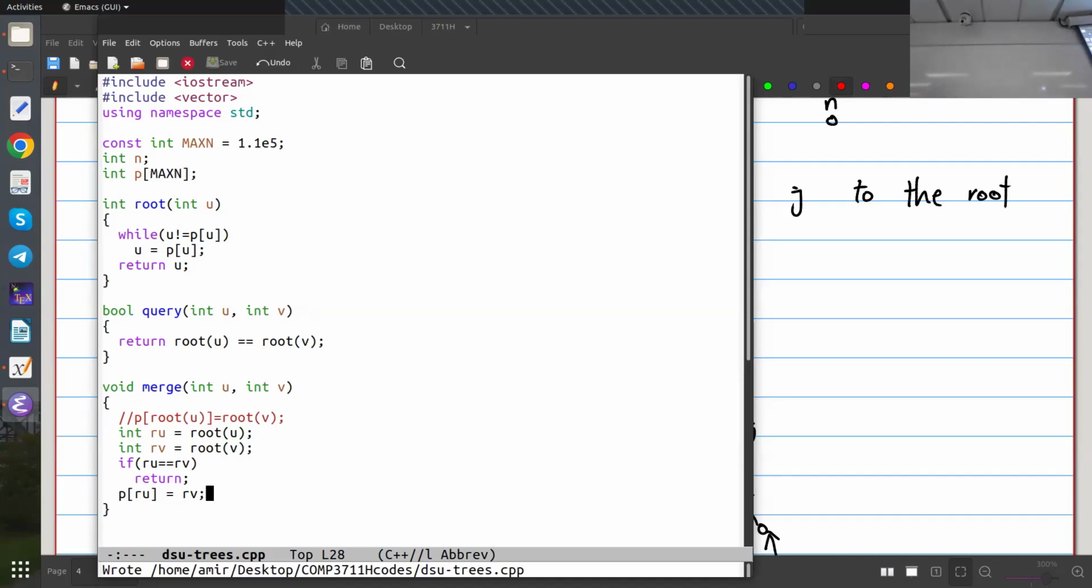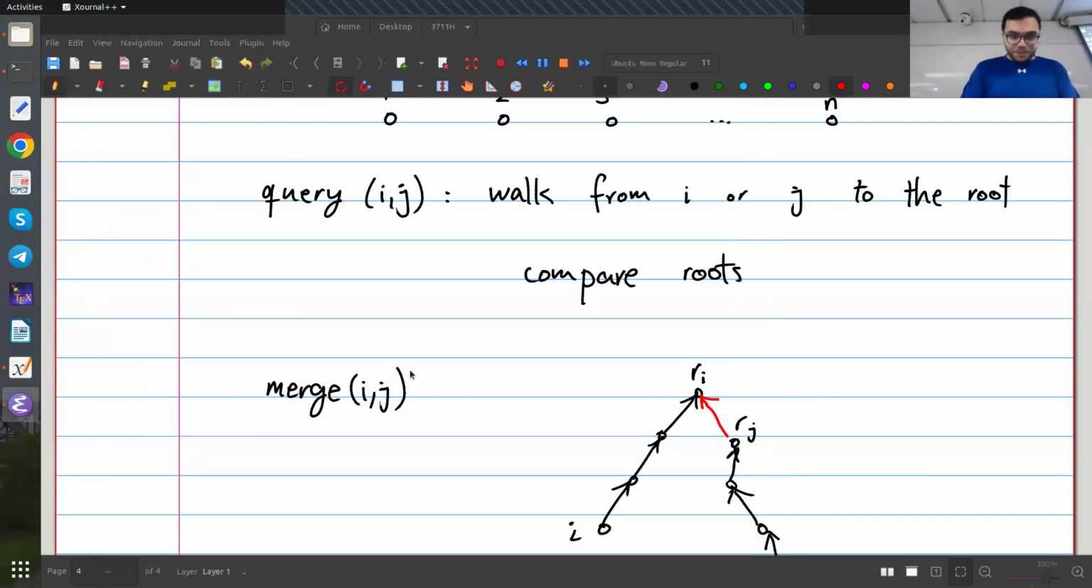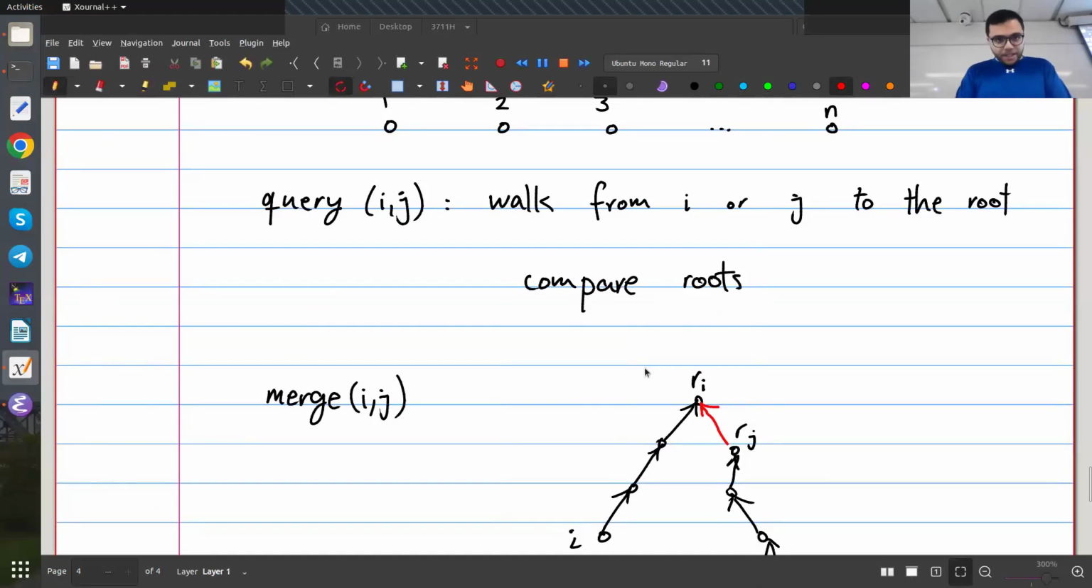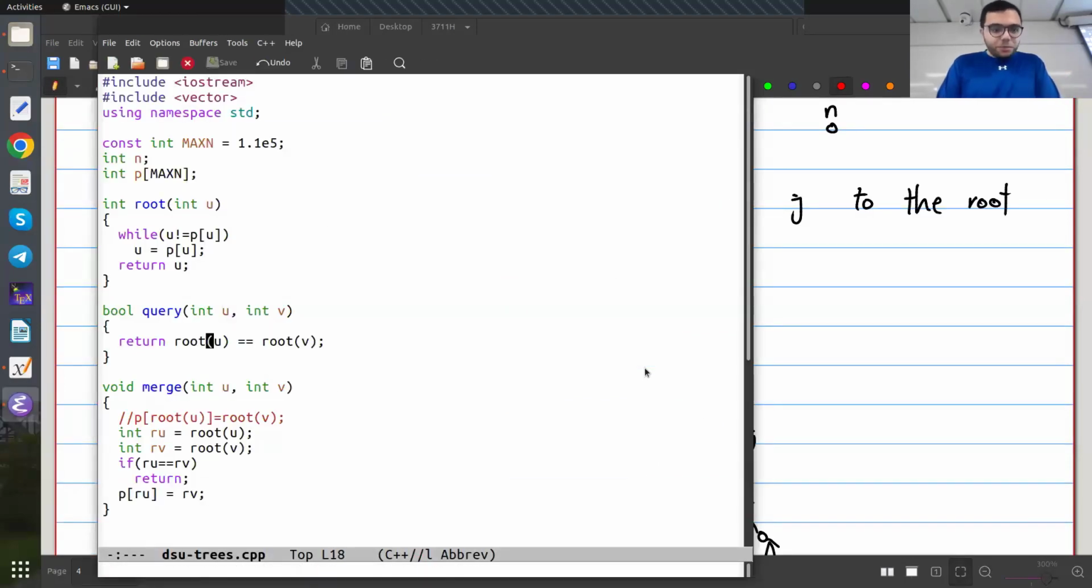Now, we have the same issue as before. What is our runtime here? Actually, this reminds me a little bit of the binary search trees as well. Look, when I'm doing query, I'm doing 2 root operations, and then I'm not doing anything else. I'm just comparing them. So query is 2 root operations. Merge is also 2 root operations. So at least I've got to a point where my query and my merge are taking the same amount of time. But the question is, how much time is it taking?